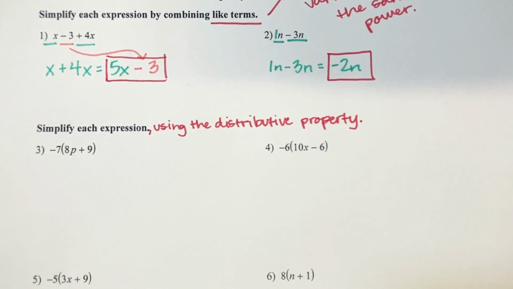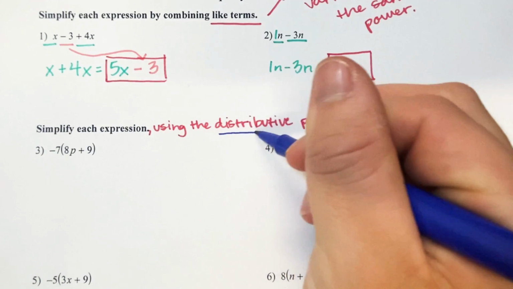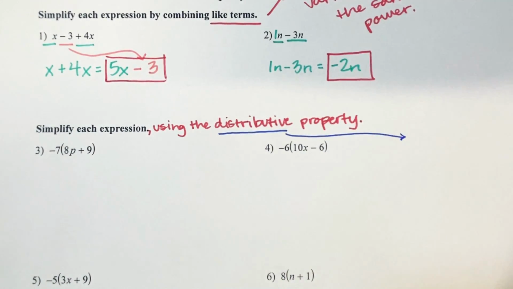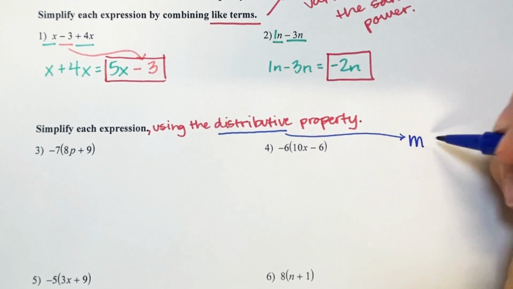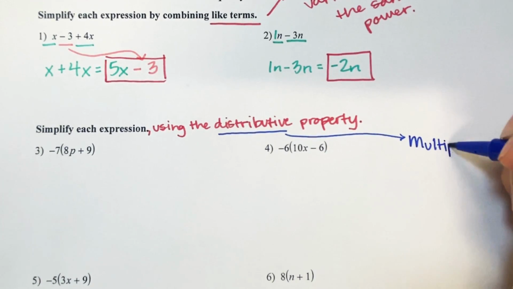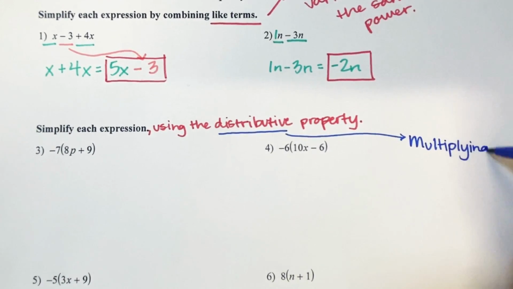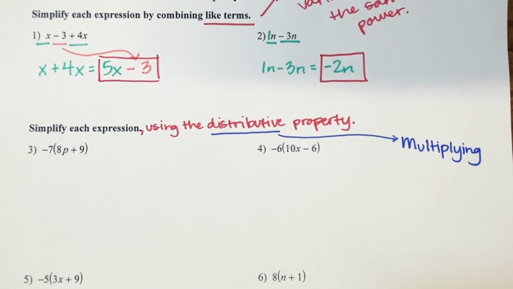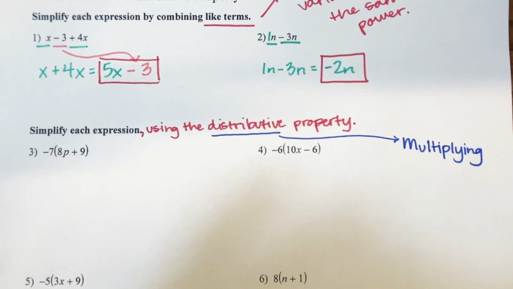What are we actually doing when we are distributing? What does that mean? Are we adding them? Are we subtracting them? Dividing them? We are always multiplying. Whenever it tells us to distribute, we know that we are multiplying.